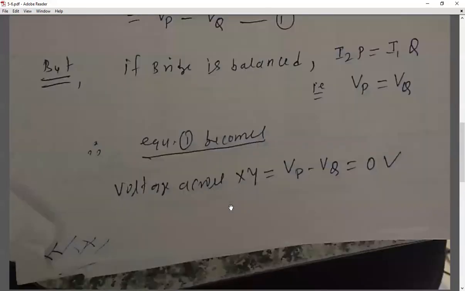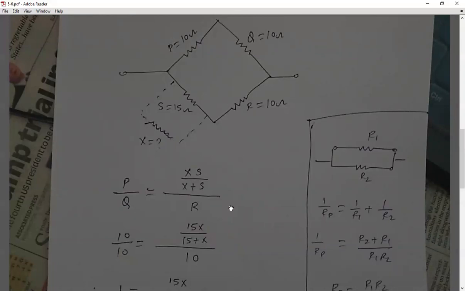So there are two types of problems on the Wheatstone bridge. In type 1, three resistances are given and you have to determine the unknown resistance. That is the direct way: just put the formula P by Q equal to S by R and determine the unknown resistance. In type 2, all four resistances are given, and it asks you to put a shunt resistance across any resistance and determine the value of that shunt resistance to make the bridge balanced.